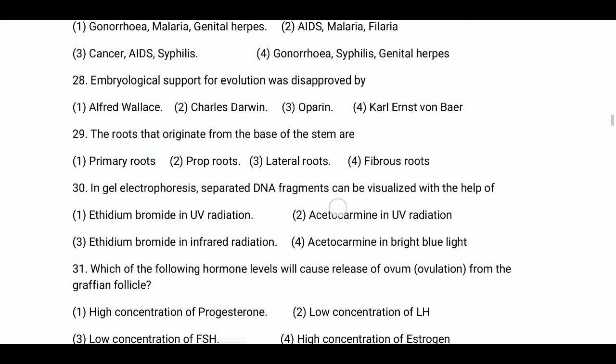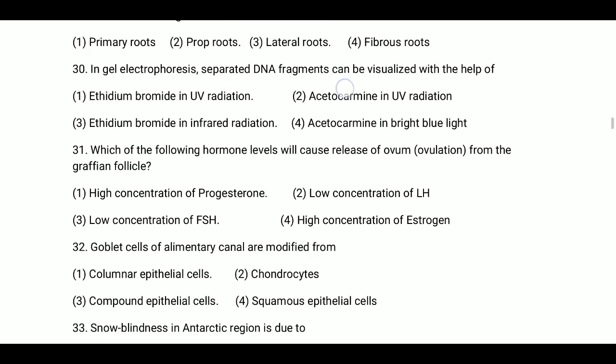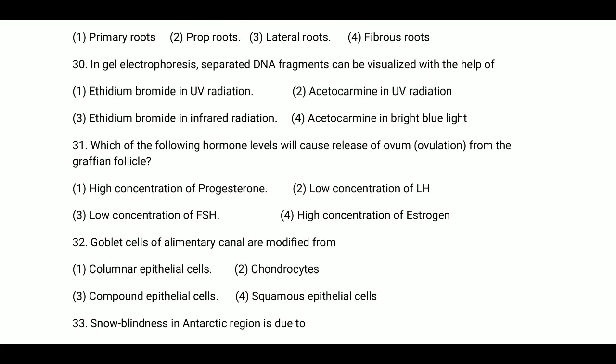First option is the right answer. Which of the following hormone levels will cause release of ovum or ovulation from the Graafian follicle? High concentration of progesterone, low concentration of LH, low concentration of FSH, high concentration of estrogen. High concentration of LH causes it, but even in absence of what does it cause? That is the question. So for this question again, high concentration of estrogen is also required. So the right answer is fourth option.